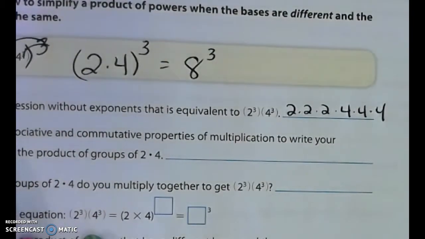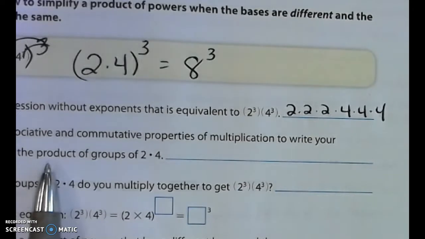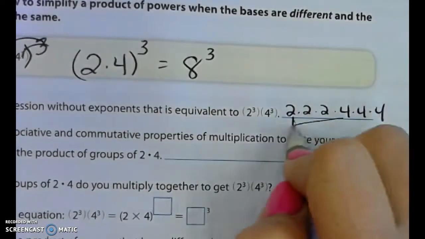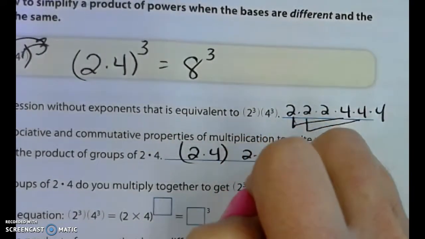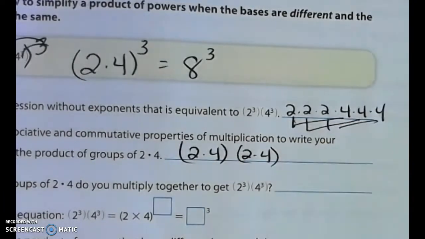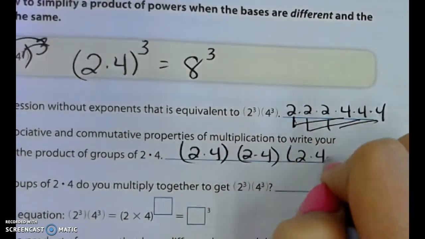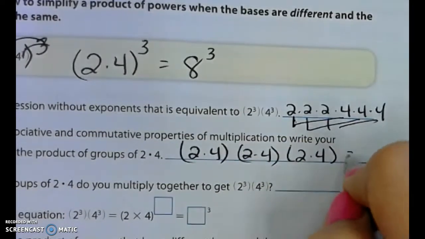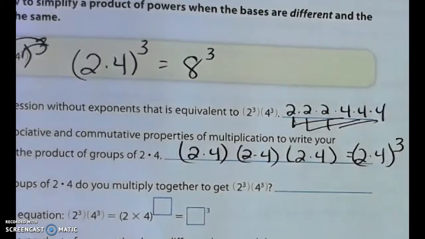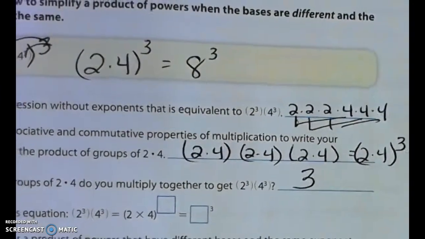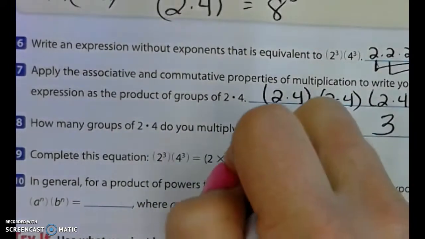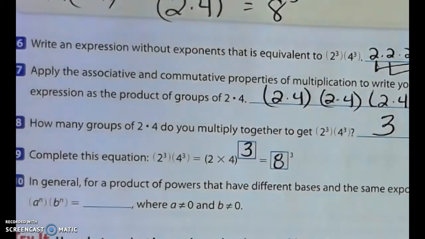What they want you to do in number 7 is to use the associative and commutative properties to write your expression as groups of 2 times 4. Well, we would pull a 2 and a 4 to make the first group. You would pull a second 2 and a second 4 to make the second group, and you would pull a third 2 and a third 4 to make the third group, which gives you 2 times 4, 3 times, or to the 3rd power. How many groups of 2 times 4 did we multiply? 3. And then to complete the equation, we had 2 times 4 to the 3rd, and 2 times 4 gives us 8.